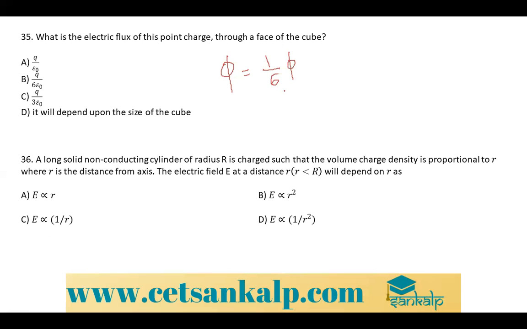So phi is equal to 1 by 6 q by epsilon naught. So it is q by 6 epsilon naught. Option B. Keep this concept in mind: as the cube is a symmetrical body, it has 6 faces, and the point charge is at its center. So the electric flux linked with each face is this. Clear?